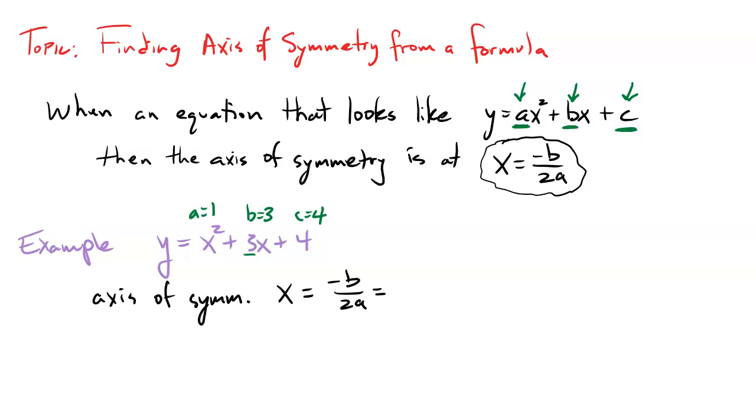Perfect. So then I'm just going to put these numbers in their spots. So negative of 3 over 2 times 1. So the axis of symmetry would be at negative 1.5. And definitely once you figure these out, they go really fast. It's just kind of strange at first. We haven't had to do any of these.